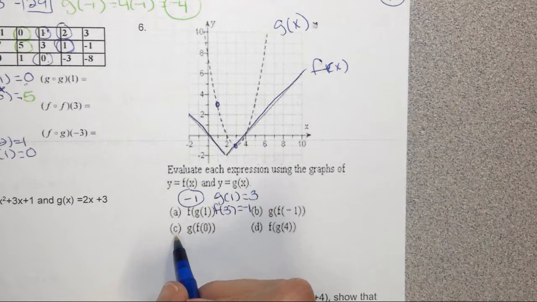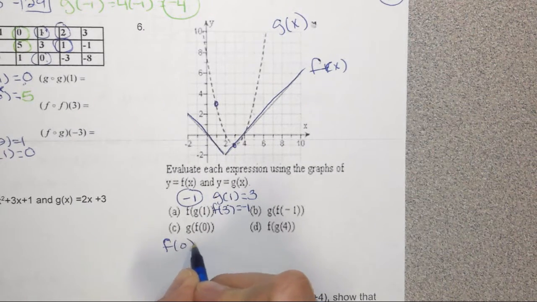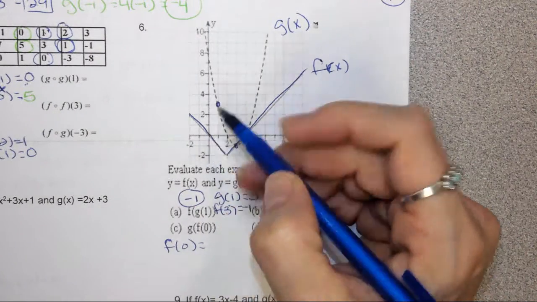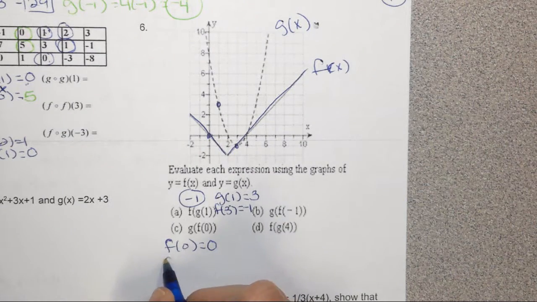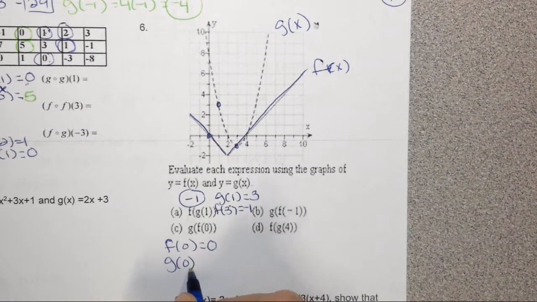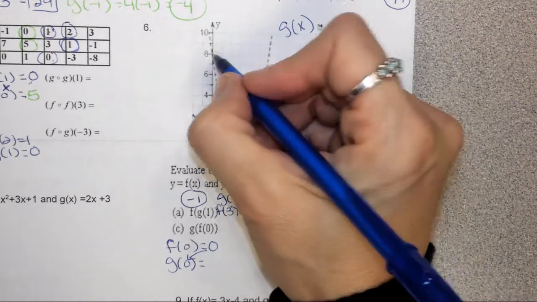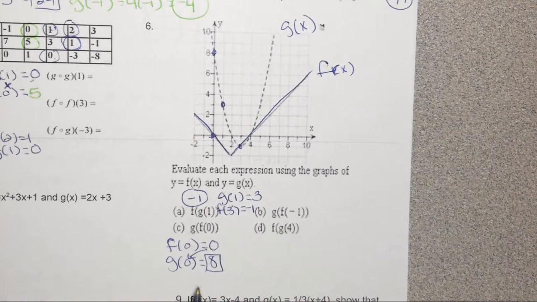Okay. I'm going to do letter C. So I'm going to do f of 0 first. When x is 0, y is 0 for the f function. And now I'm going to do that same one, g of 0. When x is 0, g is 8. So the whole answer is 8.